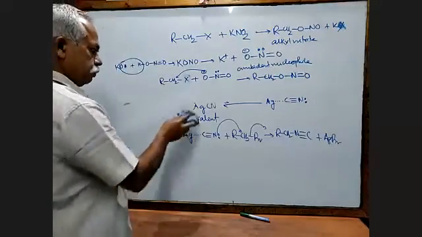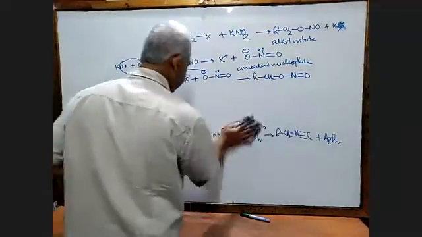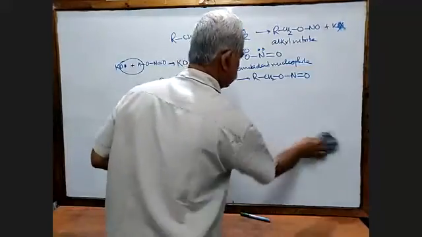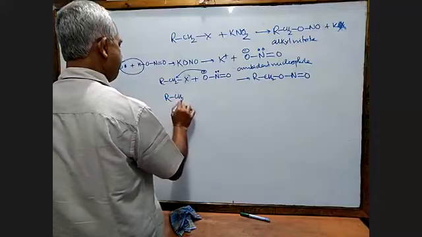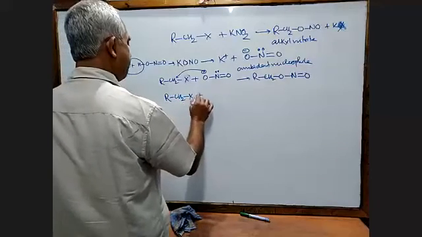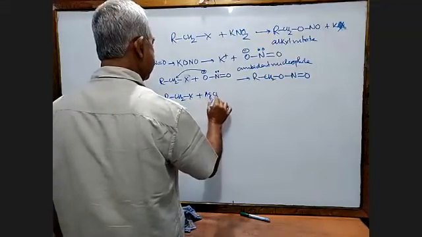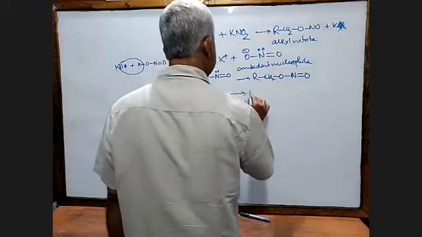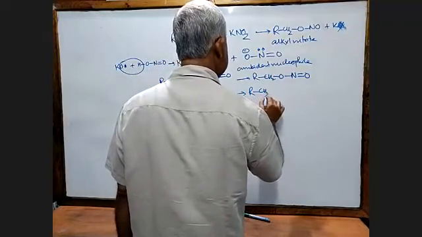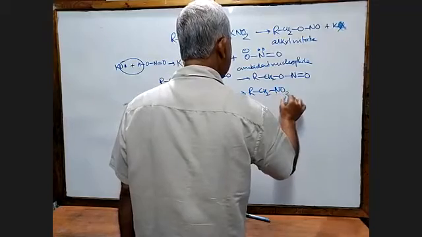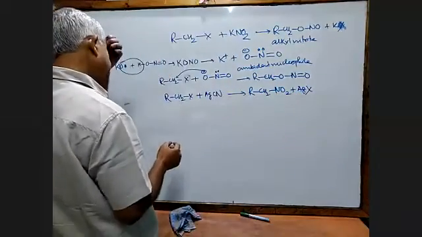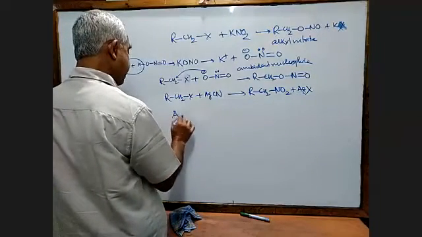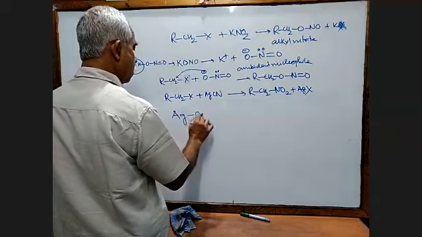But when I do this reaction with silver nitrite, AgNO2, see here, you will get RCH2NO2 plus silver halide. Same thing here, see, AgONO.